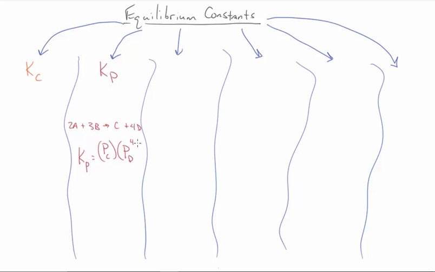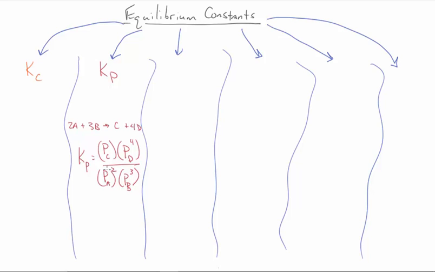I still do the coefficients become exponents. It's still products over reactants, so it's very similar to writing a Kc expression. And then I've got Pa, this would be squared, and then Pb, this would be cubed. And notice it doesn't matter if I put the exponents inside the parentheses or outside the parentheses as long as it's attached to the correct pressure.